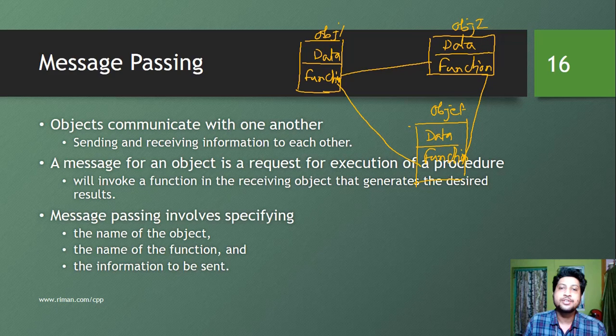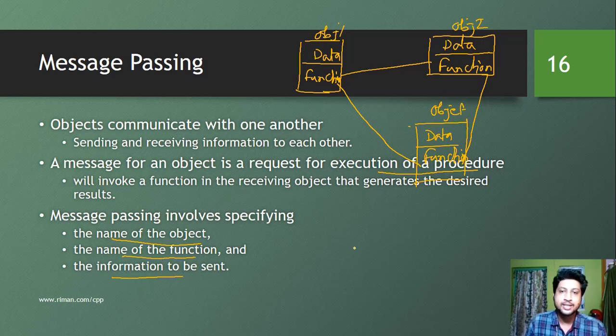Whenever you try to send a message to another object, it is basically a request to execute a procedure, and it will invoke a function in the receiving object that generates the desired result. So we are going to call a particular function from another class or another object, and that will generate some output based on whatever operations it has performed. This message passing involves the name of the object, the name of the function, and the information to be sent. So how does it look?